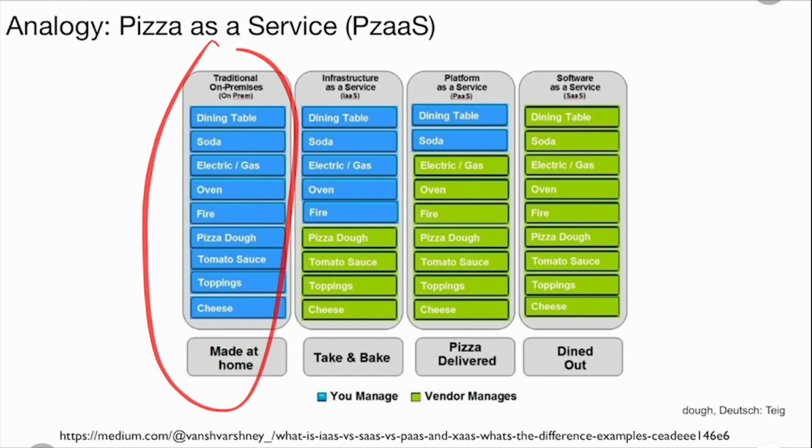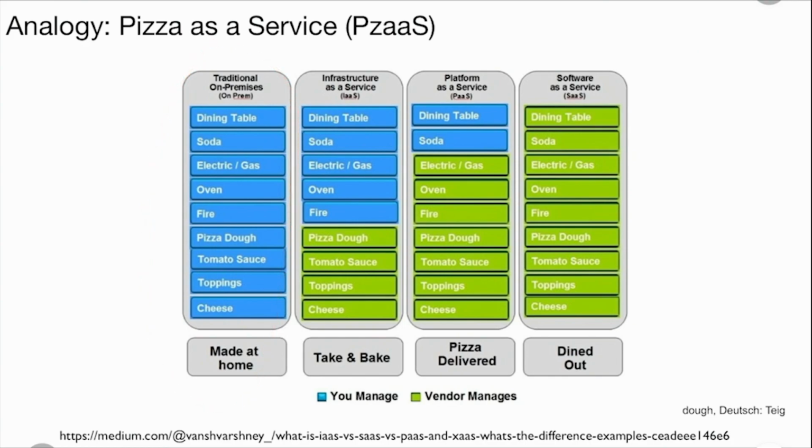Yeah? You handle all of the layers in your kitchen. That's basically the equivalent to on-premise. Now, if you just get the cheese, the toppings, tomato sauce, and the pizza dough, so in German that's Teig, yeah, pizza dough, from someone else, but everything else you handle yourself in your kitchen, that would be like take and bake. Yeah? So you get the ingredients, but bake it back home in your kitchen.